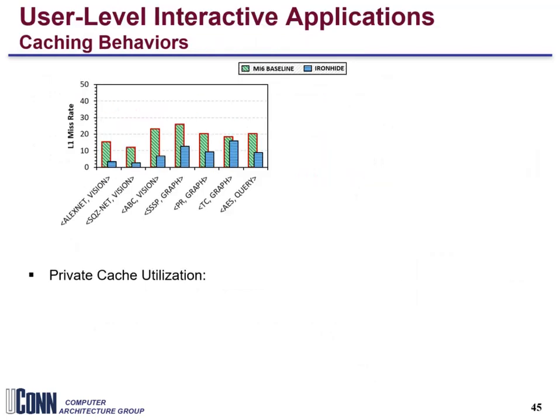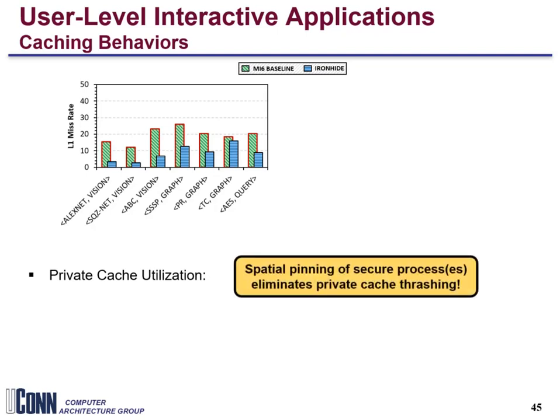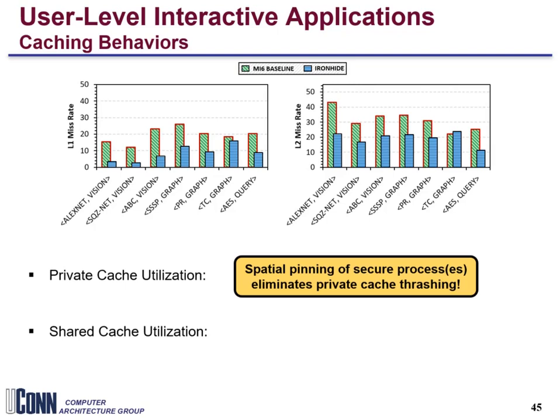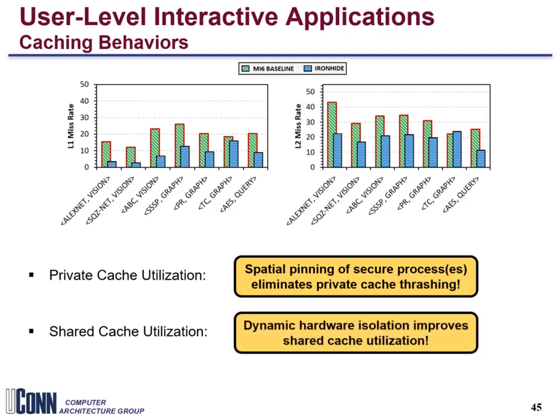To see how resource utilization improves in the case of IRONHIDE, we observe the caching behaviors for both the systems. Clearly, MI6 suffers from poor L1 cache utilization due to frequent purging of the L1, which essentially results in cache thrashing. On the contrary, IRONHIDE eliminates private cache thrashing due to special pinning of the secure process on the secure cluster. In terms of shared cache, MI6 again observes poor L2 utilization due to static partitioning of shared cache slices across the processes. On the contrary, IRONHIDE, with its dynamic hardware isolation capability to reconfigure resources across clusters, eliminates the adverse impact of static partitioning.